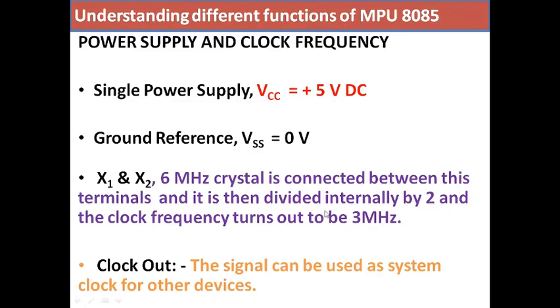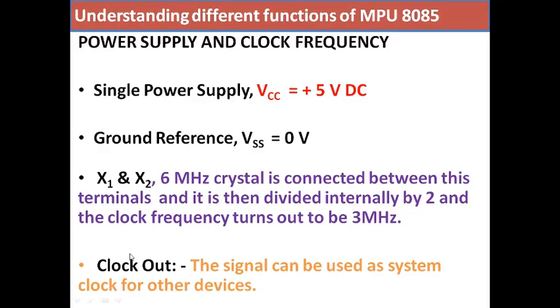Okay, now the power supply and the clock frequency. We all know it works on a single power supply, and it has to be 5 volts DC. The ground reference, that is the common potential, will be 0. Hence it is a single power supply. Now the crystal that is connected between X1 and X2 is 6 megahertz. When it is connected to the X1 X2 terminals, internally it is divided by 2, and the clock frequency turns out to be 3 megahertz.